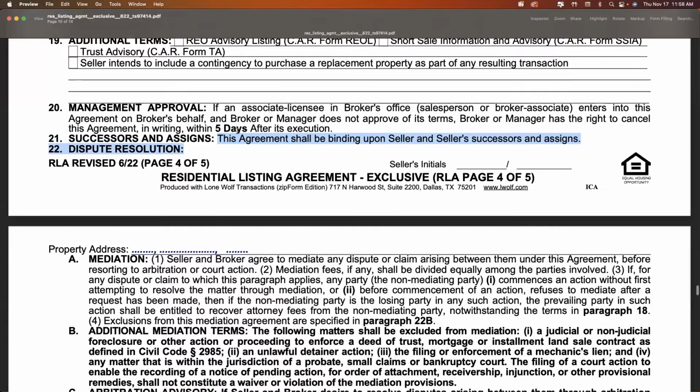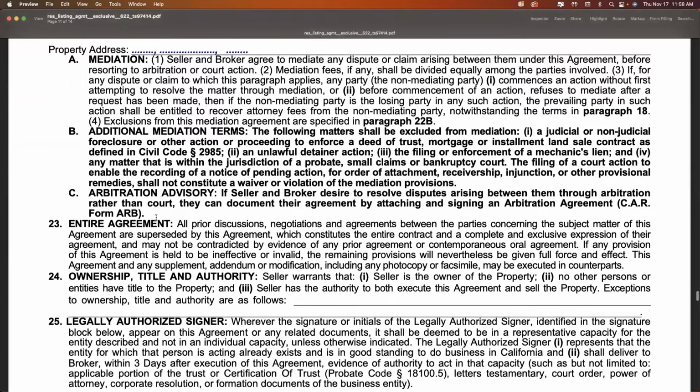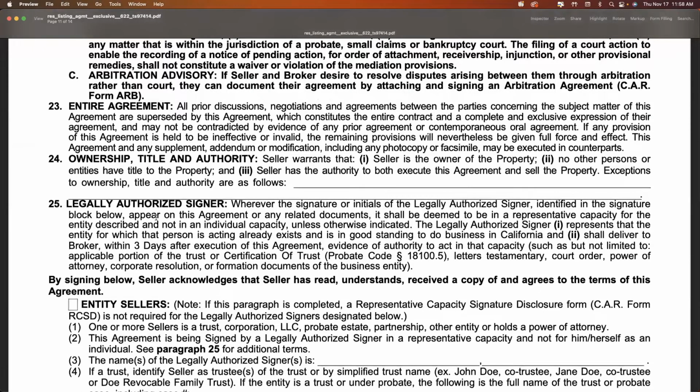Okay. Dispute resolution, mediation, and if we do have an arbitration agreement, this is between broker and seller, we would go to arbitration, but for sure we have to go through mediation first, just like we do between buyer and seller. The entire agreement: anything that we discussed, if it's not in here, it doesn't exist.